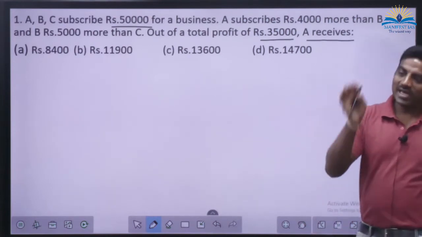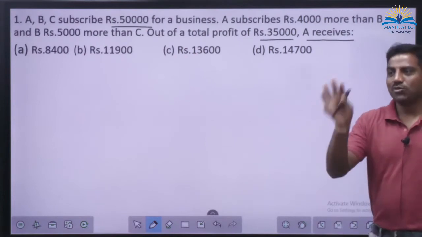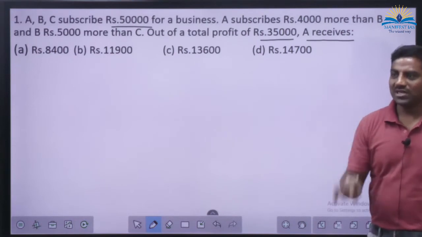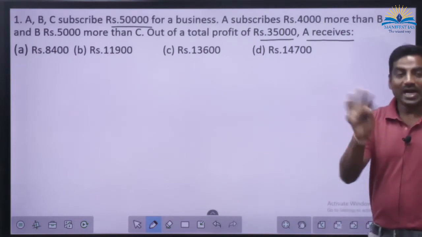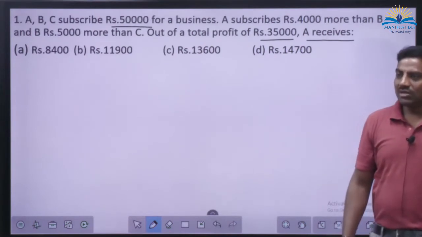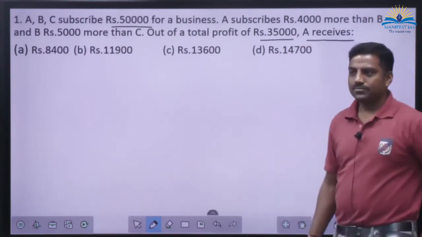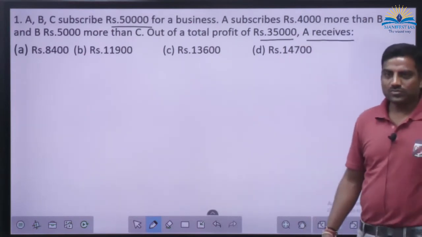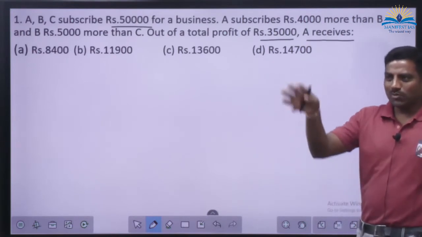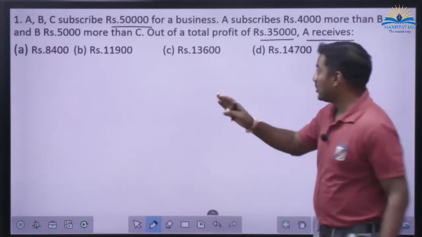Simple, no? A has invested more than B, and he has invested more than C. So when we are dividing the profit, he should get more than 1/3. I don't know the exact amount, but is it logical to give more than 1/3 for A? What is the 1/3 of 35,000? Around 12,000. So A should get around 12,000 or more. So that is the way we have to think.